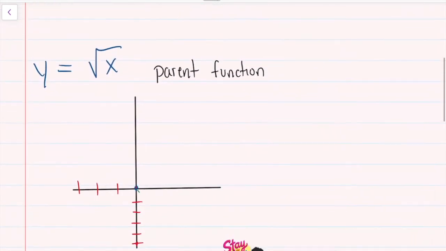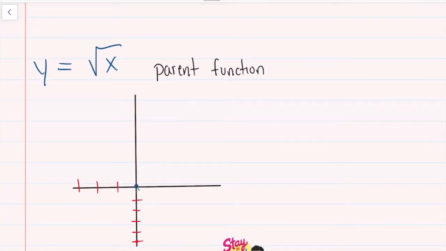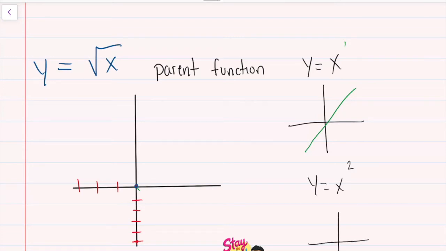If you don't remember, a parent function is the original graph for any equation. Let me give you a quick example. We already did this in other videos, but just as a reminder, it's basically the original: that's x to the first. If we have y equals x squared, that would be a parabola going up at 0. These are the original graphs.